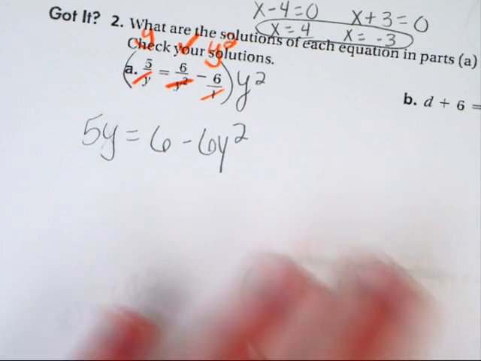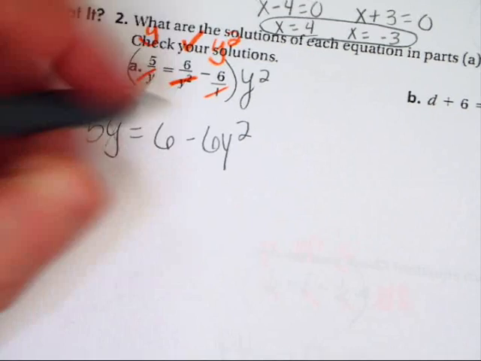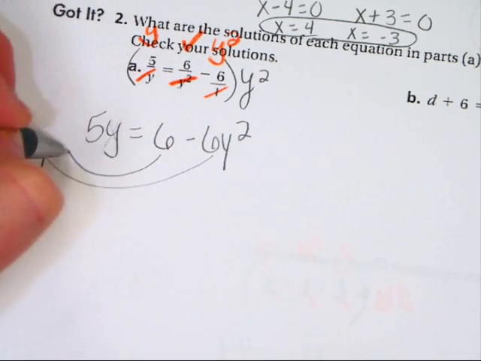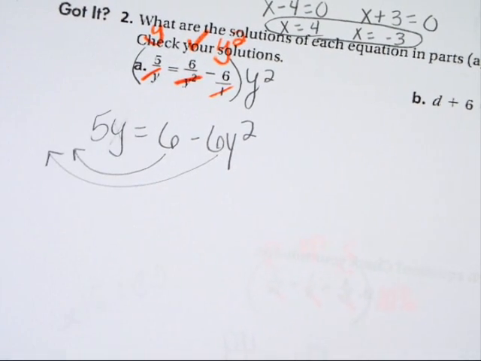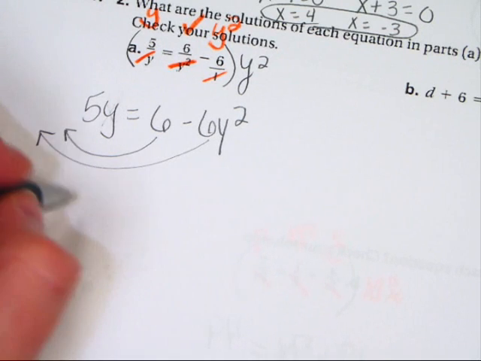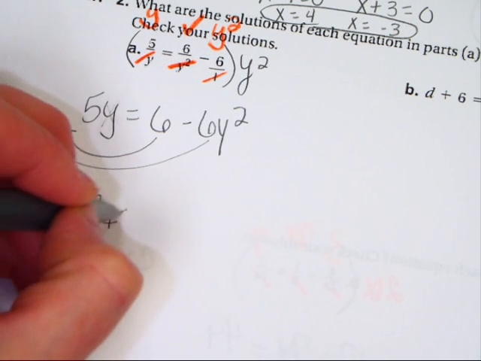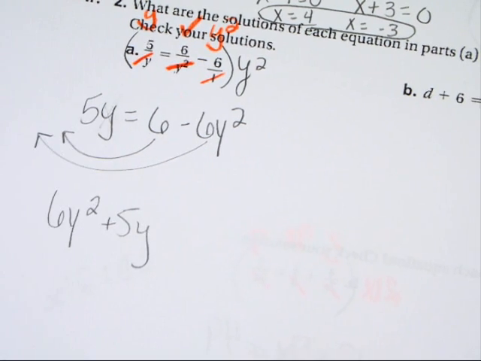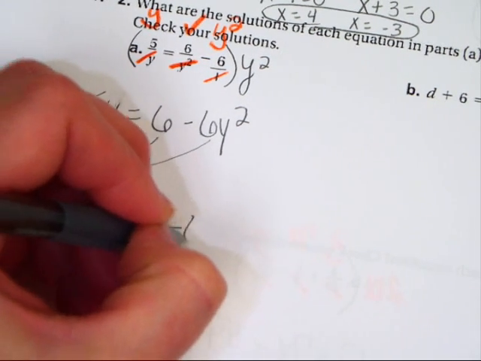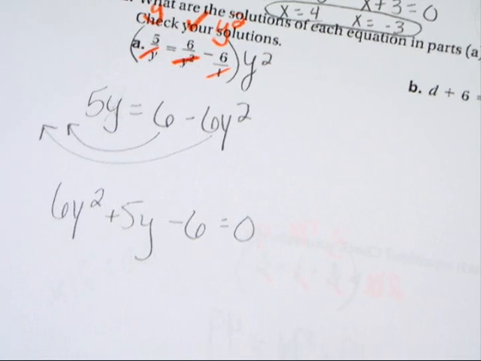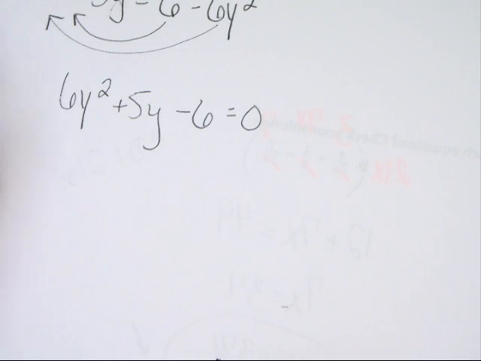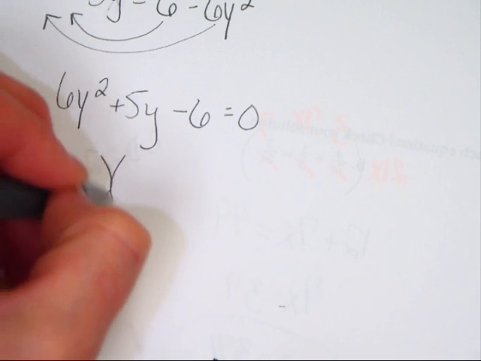Now what we need to do is, you see how we have a y squared? I'm going to take it to the left and the 6 to the left, because anytime you have a squared, you set it equal to 0. So a positive 6y squared and a positive 5y. And then when you move this 6 over, a minus 6 equals 0. So I put them in order and I set it equal to 0. Now I need to factor to solve.